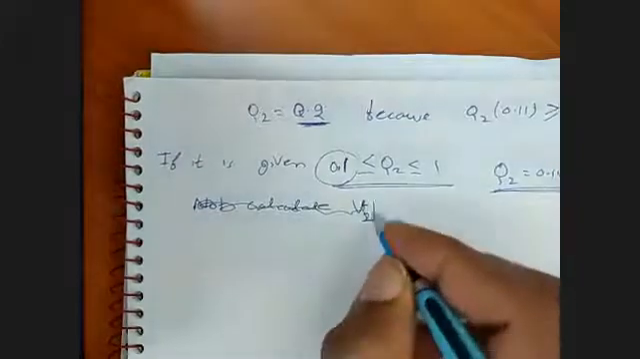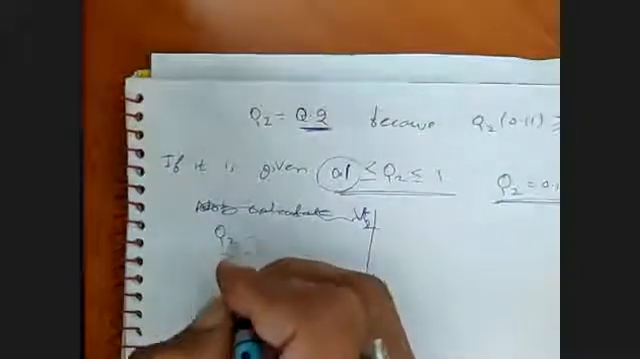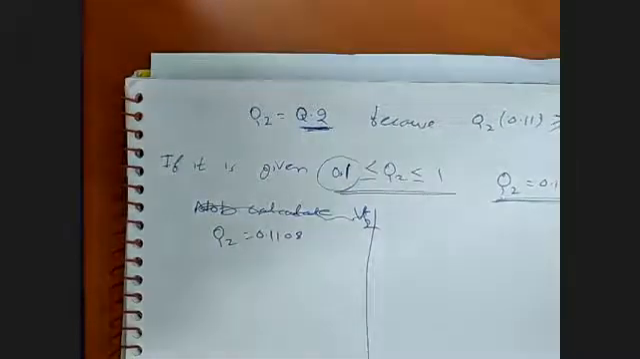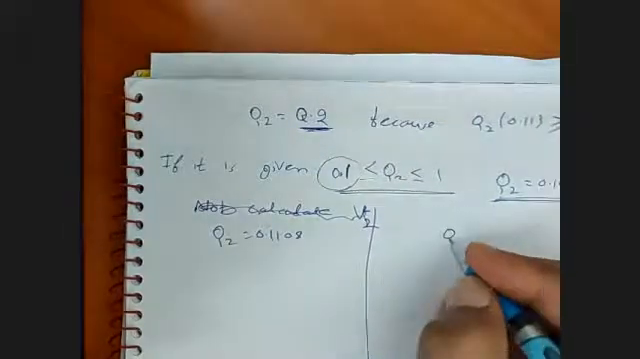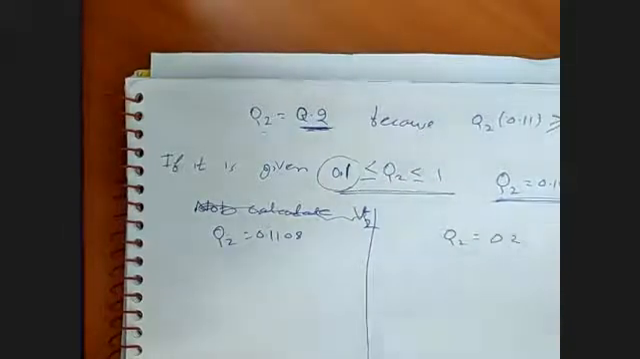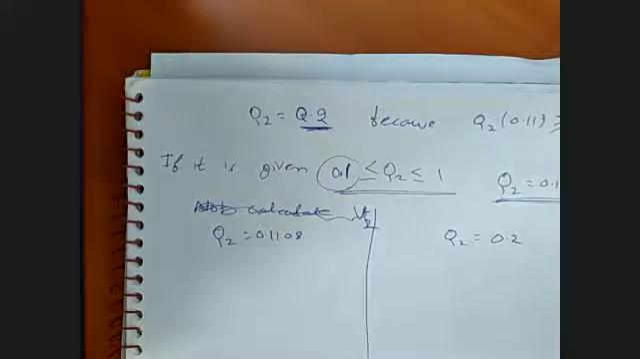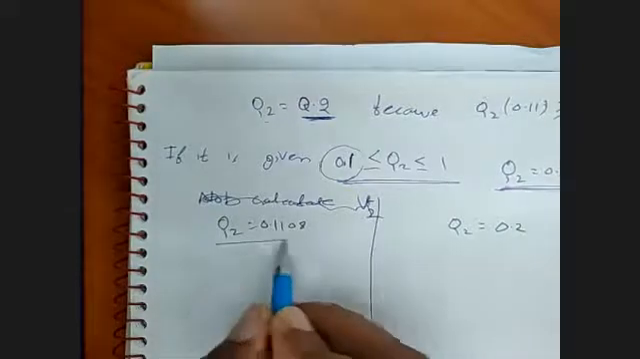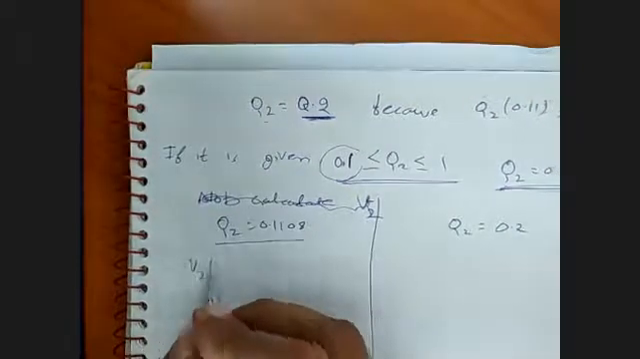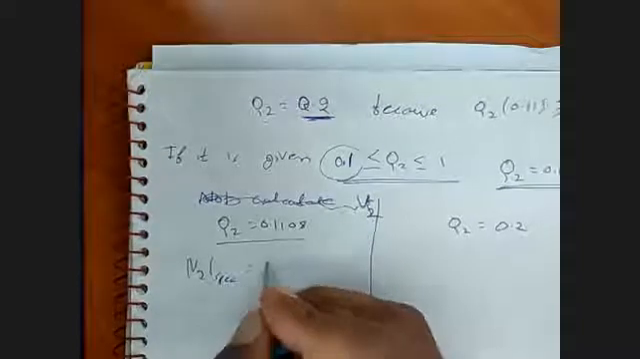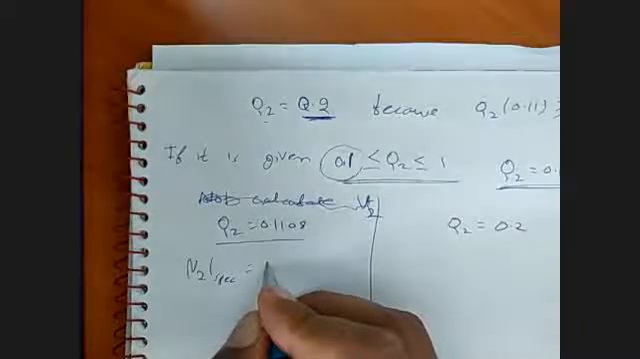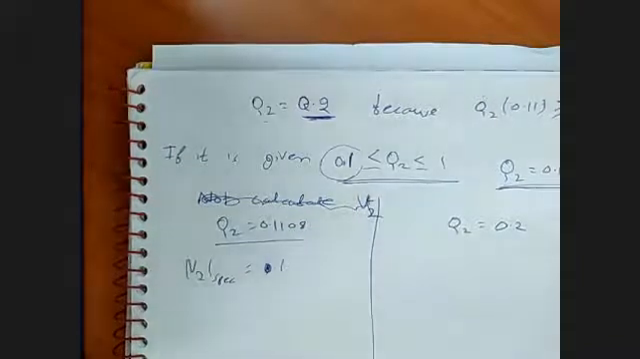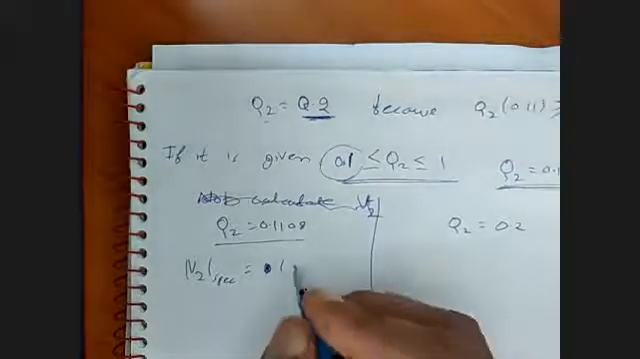So we will talk about both cases. If Q2 equal to 0.1108, that is within the range, and if it is above the range, then it will be set to 0.2. So because Q2 is in range, we will set V2 specified as same, that is 1.04.